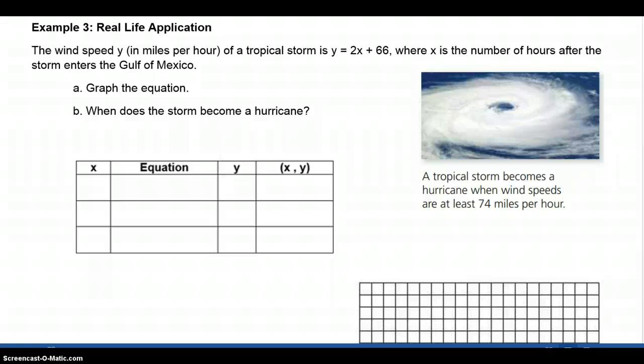All right, here's a real life situation. It says we've got a tropical storm, and here's its equation, where x is the number of hours after the storm enters the Gulf of Mexico. So if x is the number of hours after the storm enters, we will not use negatives. So we want to know about the storm after it's entering the Gulf of Mexico.